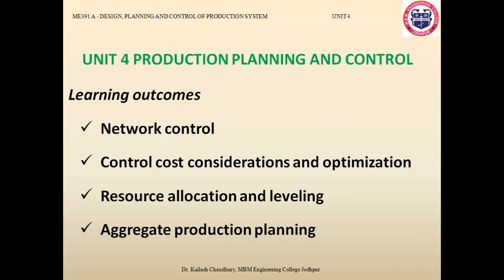So in this lecture we have discussed network model, control cost and optimization, resource allocation and leveling, and aggregate production planning. So this was all about unit 4 of the design, planning and control of production system subject. And in the next lecture we'll be covering the last unit, that is supply chain management. Accordingly, students should also go through the lecture notes of this subject, and they should also refer to the standard books for getting more idea about this subject.